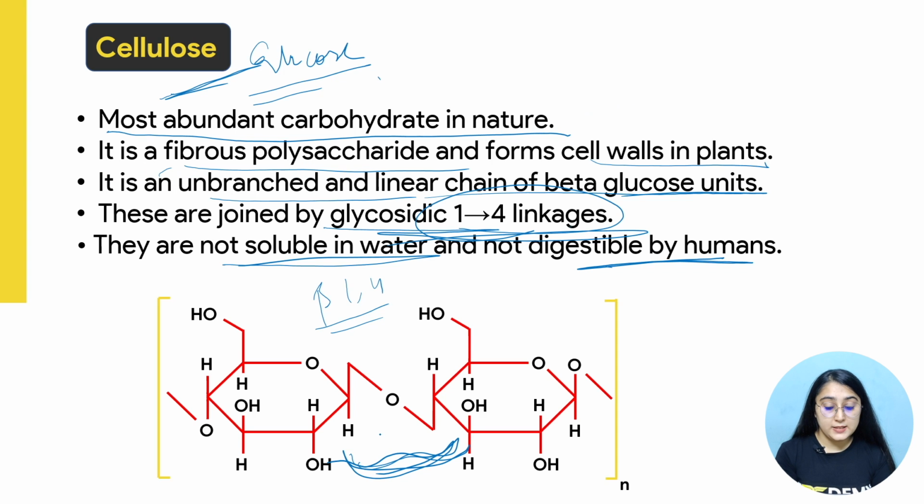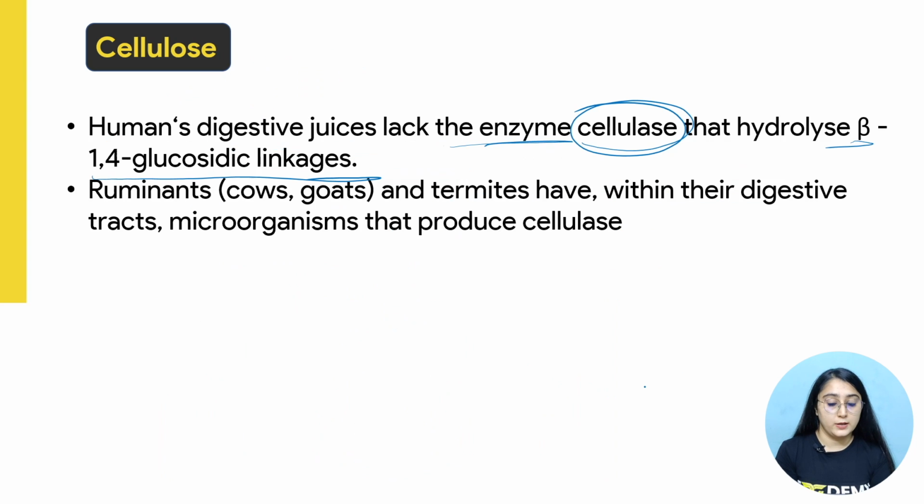As we discussed that these bonds are the beta 1,4 glycosidic linkage and not the alpha 1,4 glycosidic linkage. So as a result, we need a special enzyme called cellulase to digest the cellulose, which is absent in humans. As a result, human beings cannot digest cellulose. However, herbivorous animals such as cow, goat or termites, they have this enzyme cellulase within their digestive tracts, and as a result, they have the ability to digest cellulose.